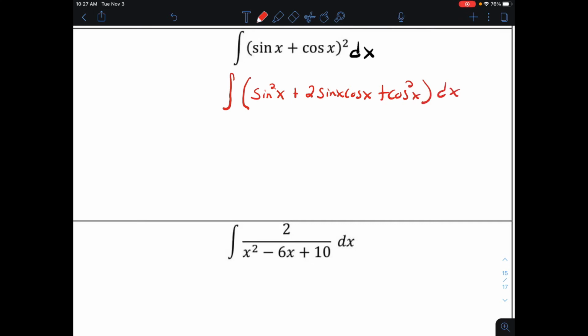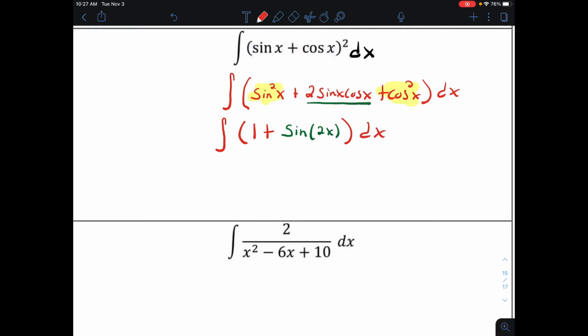Now from here I would continue to rewrite and say, well, wait a minute. The sine squared x plus cosine squared x just makes 1. So I really have 1 plus, and now we have 2 sine x cosine x. Well, I could make my problem even simpler to work with, because 2 sine x cosine x is the double angle form of just sine of 2x.